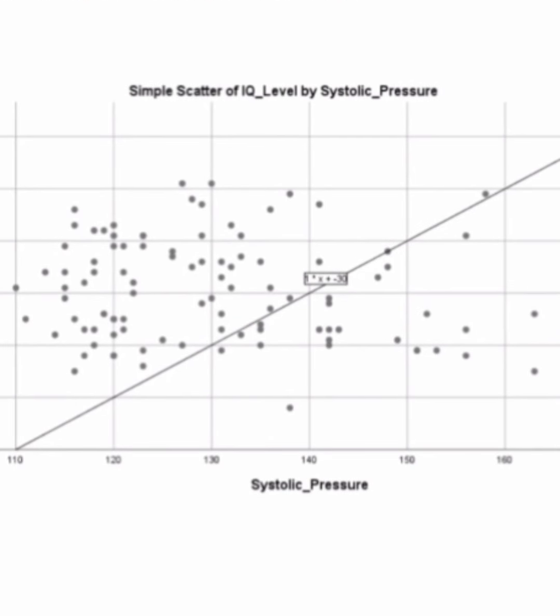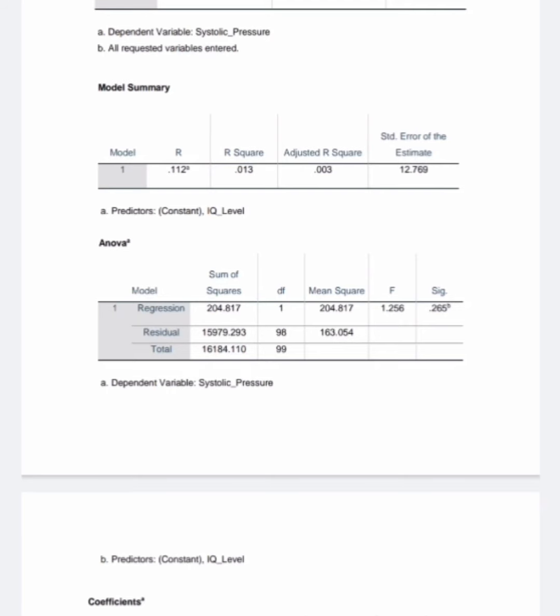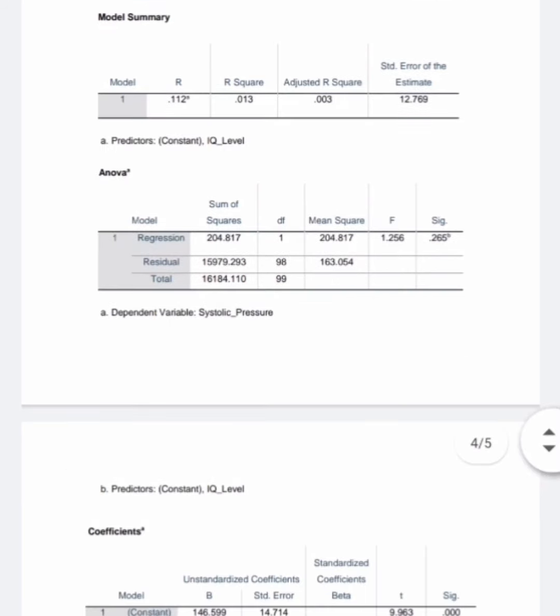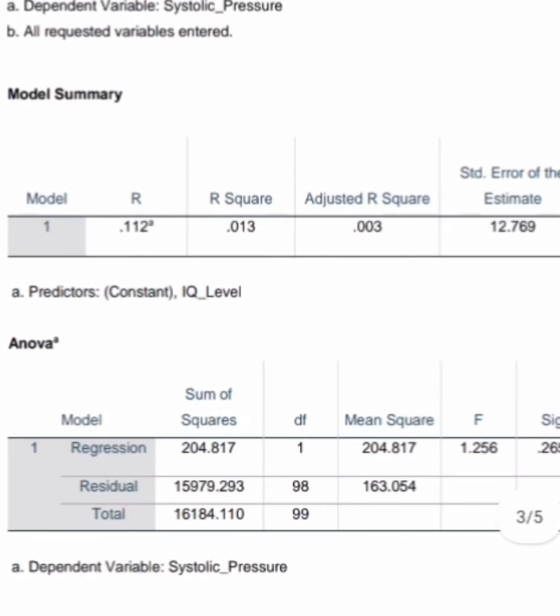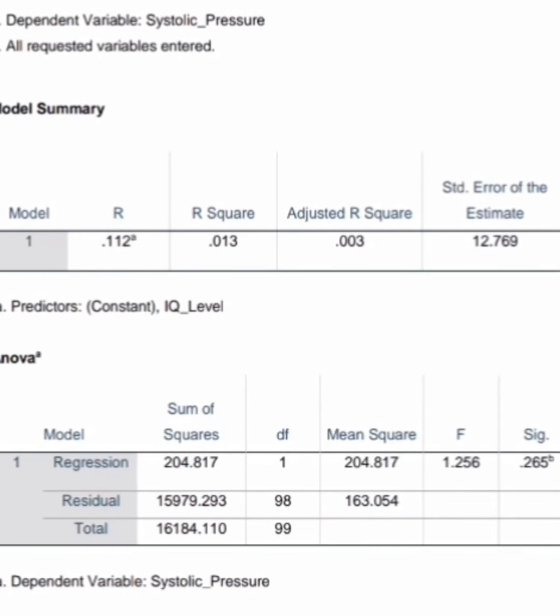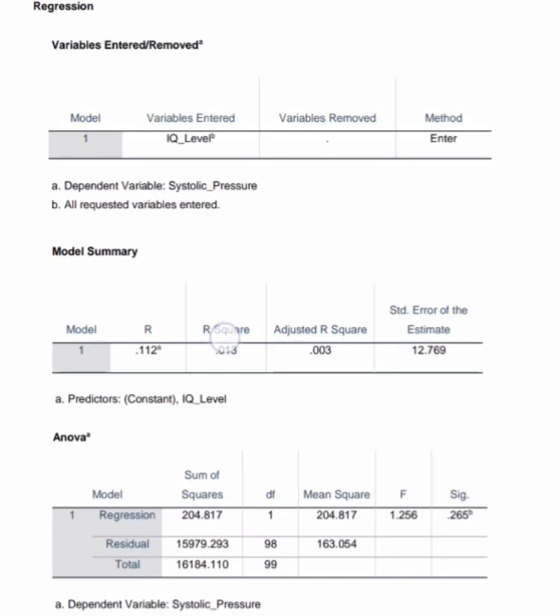This is the scatter plot and the graph from the data. This is the output, which is variables entered, model summary, ANOVA, and coefficients. R here, which is 0.112, shows the coefficient of correlation R, and it shows the strength of the variables. R square here shows the coefficient of determination R2, and it also shows the variation of the independent and dependent variable.